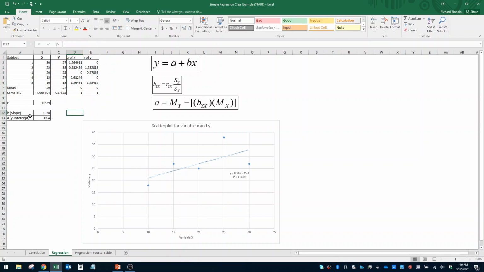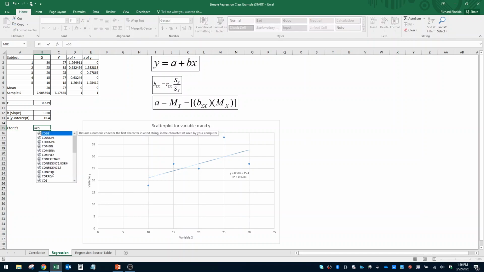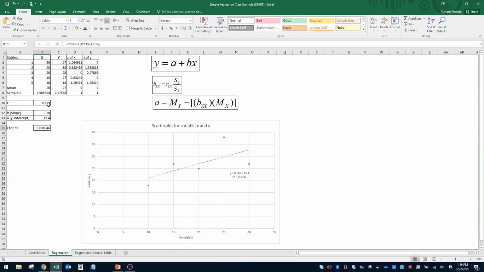Okay. So the R for the z-scores is equal to the correlation. I'll use Excel. Correlation of x with y. And it replicates our correlation coefficient that we had when we used the actual values.